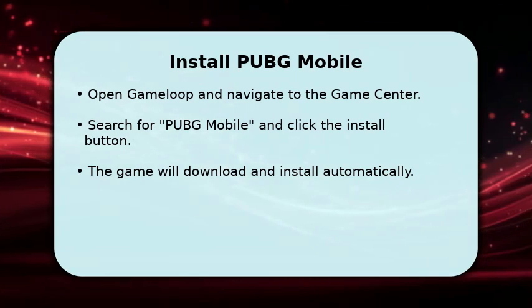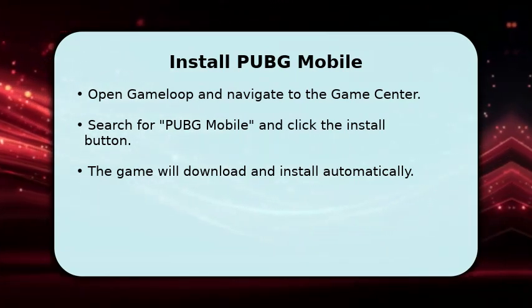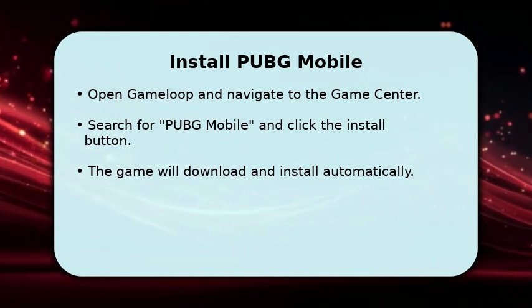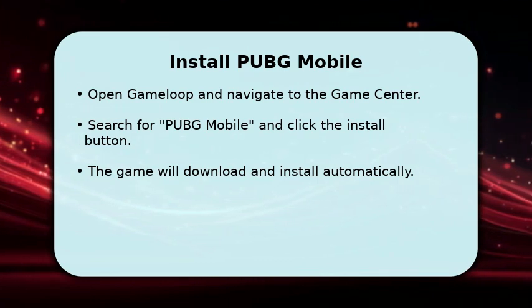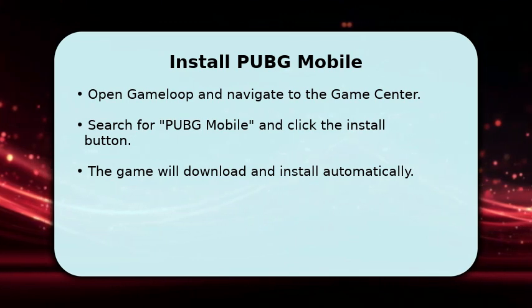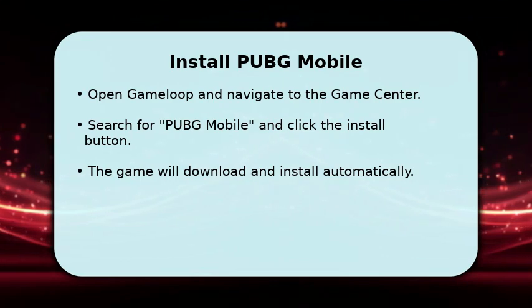Once Gameloop is installed, launch the emulator and head to the Game Center. You'll find a wide selection of games there. Search for PUBG Mobile and simply click the Install button. The game will begin downloading, which might take a few minutes depending on your internet speed. After the download, it will automatically install, preparing you for battle.